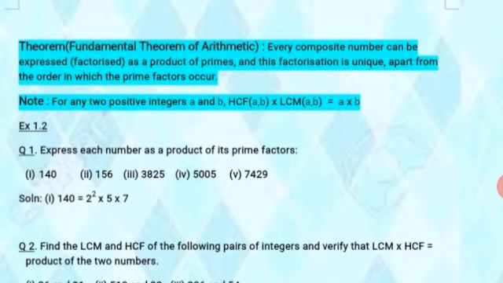That is why the statement of fundamental theorem of arithmetic is every composite number can be expressed or factorized as a product of primes, and this factorization is unique, apart from the order in which the prime factors occur. There is a note given over here which is very important, and we have its use. Moreover, we are going to prove this statement also.